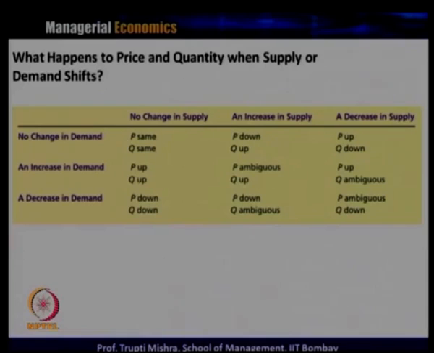So to summarize, when both demand and supply are changing, we can predict either P, the price, or the quantity, and there is ambiguity regarding the other variable. We cannot predict both in which direction they are going to change. But when there is a change in only one of the market forces, either demand or supply, we can predict the direction in which both price and quantity are going to move.